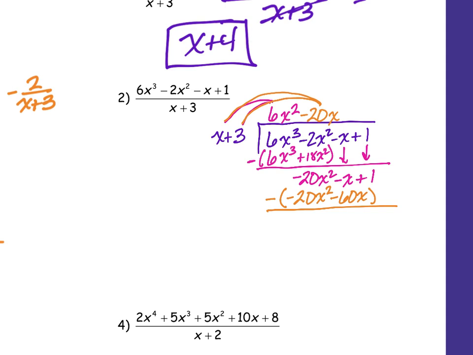Okay, so where most people mess up is they don't subtract the second one. They subtract the first term, but they don't subtract the second one. So make sure you're subtracting both terms when we're on the subtraction step. So negative 20x squared minus a negative 20x squared is 0. And then negative x minus a negative 60x is 59x. And then I bring down the 1.